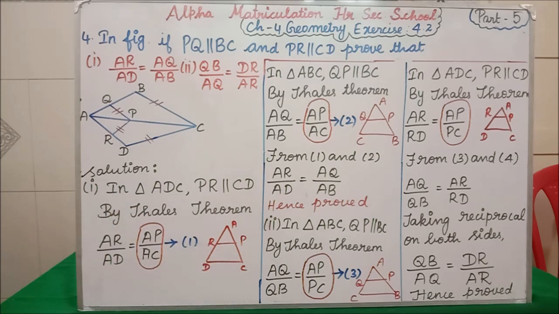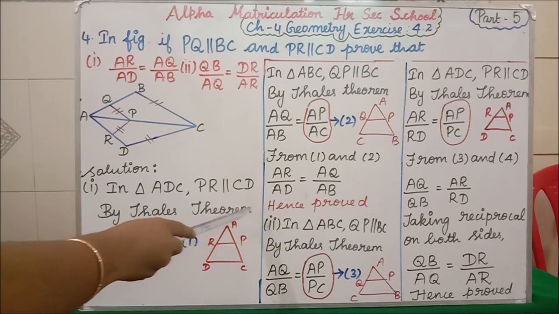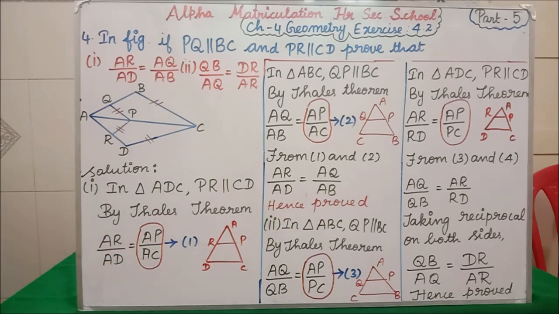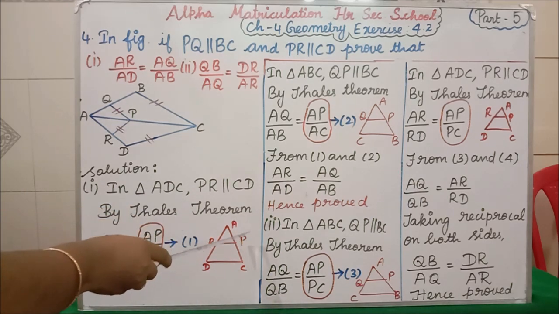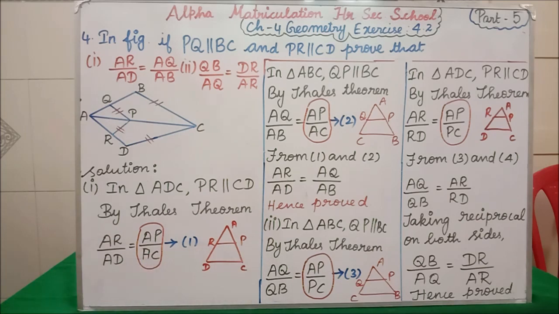If it is parallel, by Thales theorem, how can we write? The corresponding sides divide in the same ratio. So we can write AR divided by the full length AD is equal to AP divided by the full length AC. Clear? By Thales theorem, AR divided by AD equals AP divided by AC. We have written it.